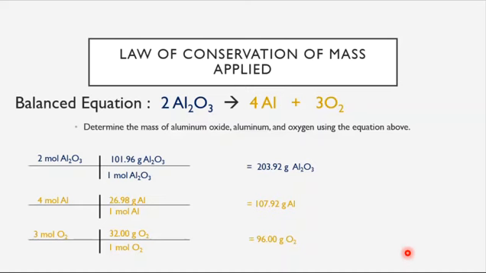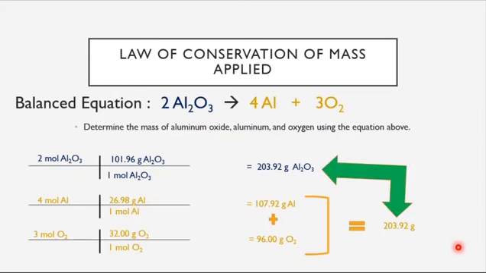Okay, now that we've done that, you hopefully will be able to see that if you take the 2 products and add those masses together, you will get 203.92 grams. Notice how the 2 numbers, the masses of the products and the reactants, are the same. Okay, so we've proven the law of conservation of mass in this problem here, where products equal the reactants. The mass of the products equals the mass of the reactants.